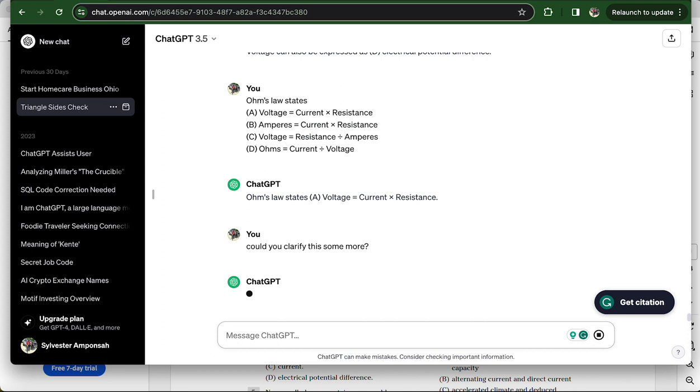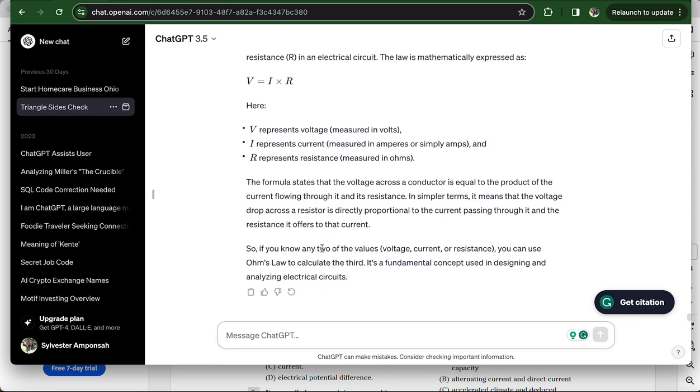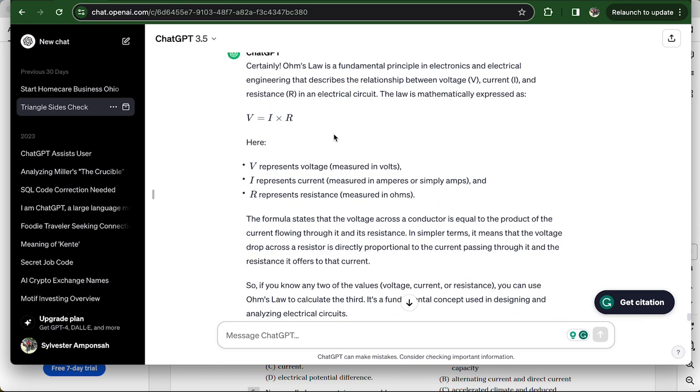So let's ask ChatGPT to clarify this some more to see exactly why Ohm's law states that voltage is equal to current times resistance. And look, we get a whole lot of clarification here. It says, Ohm's law is a fundamental principle in electronics and electrical engineering that describes the relationship between voltage represented as V, current represented as I, and resistance represented as R in an electrical circuit. That law is mathematically expressed as V equals I times R.